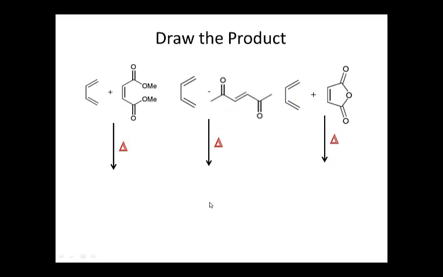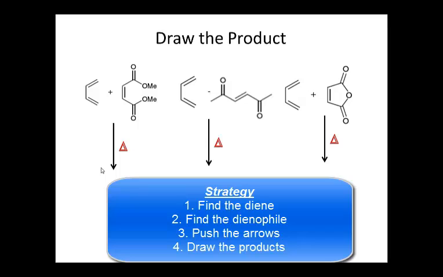So let's look at a couple of examples here where it says draw the product. Let's look at this first example. I think the key to these problems is to understand the arrow pushing and the mechanism. What you want to do is look at the problem, find the diene, find the dienophile, and once you have identified your two substrates, then put the arrows in. Right, so let's do the arrows for this first problem.